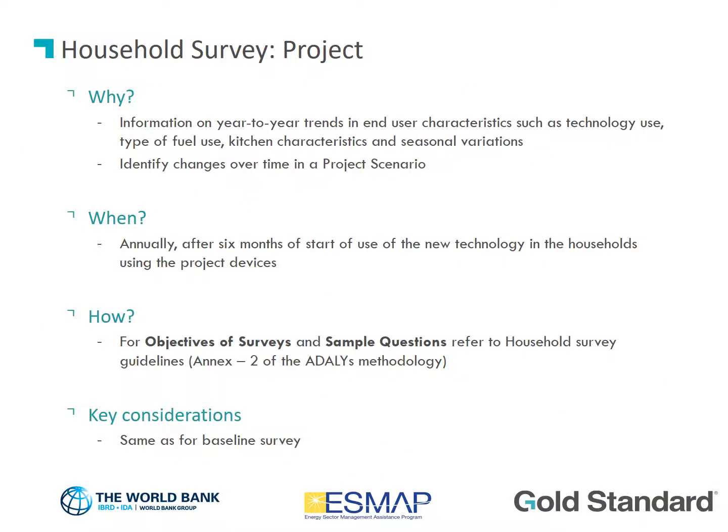So the next survey that's administered after the baseline survey is the project survey. And the reason the project survey is administered is to gather information on year-to-year trends and end user characteristics like how they're using the technology, which type of fuel they're using, if they're transitioning fuels, kitchen characteristics, and again, the seasonal variation that we talked about before. It also identifies changes over time.